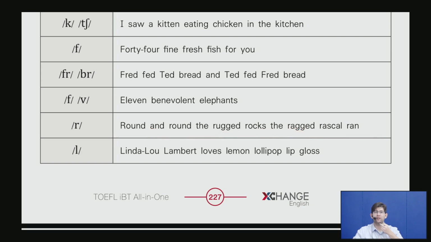And you can hear, almost as the sound is coming from our throat, right here, that big rumble by your vocal cords. All right? And for our L sound, once again, remember, we have to have our tongue touch the top of the mouth. It has to make contact to the top of the mouth. So our example is, Linda Lou Lambert loves lemon lollipop lip gloss. Lots of L's in there. Make sure we get them nice and clear.